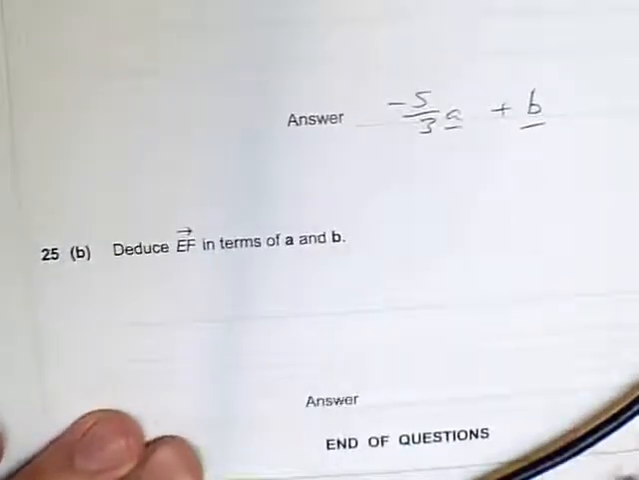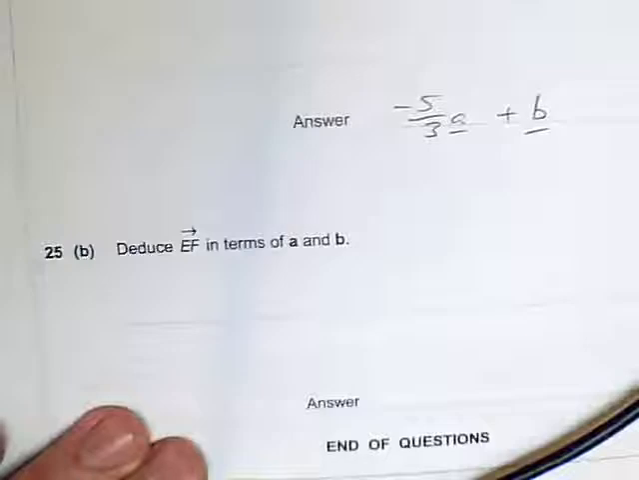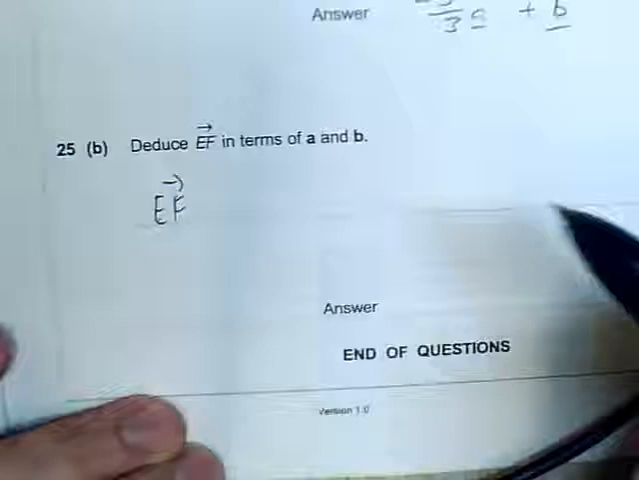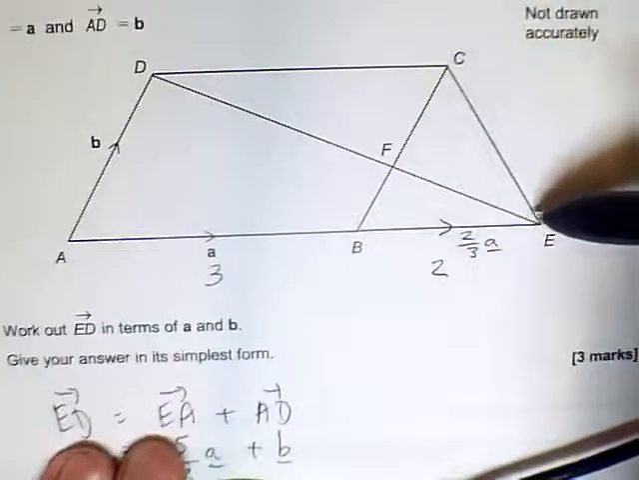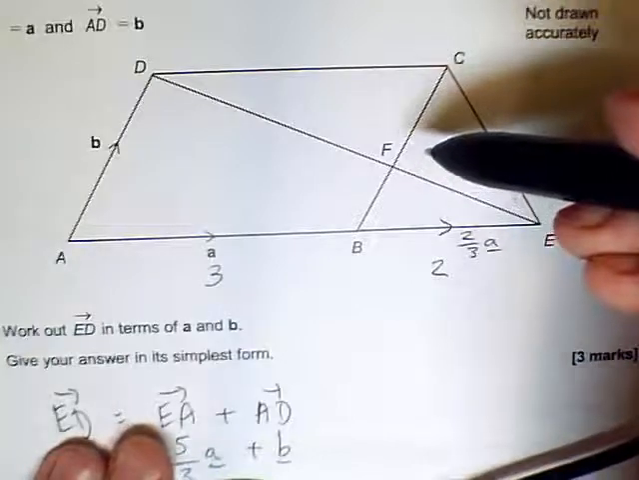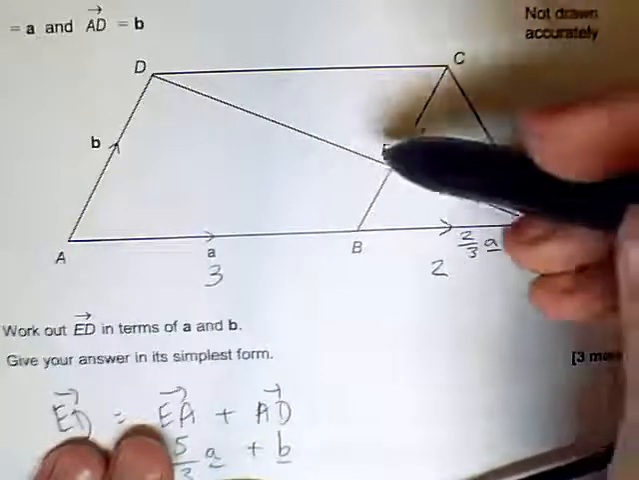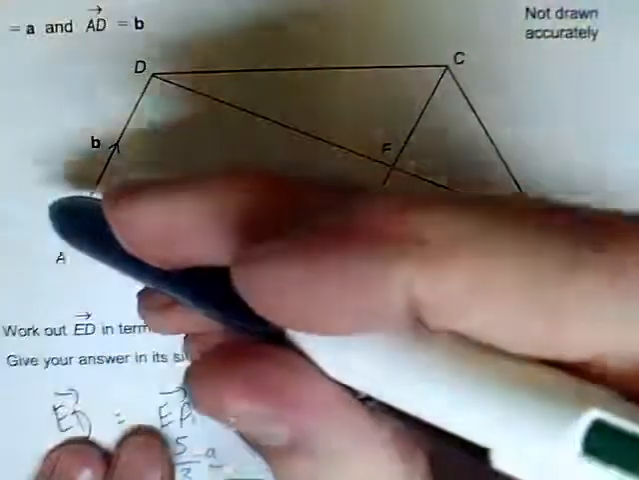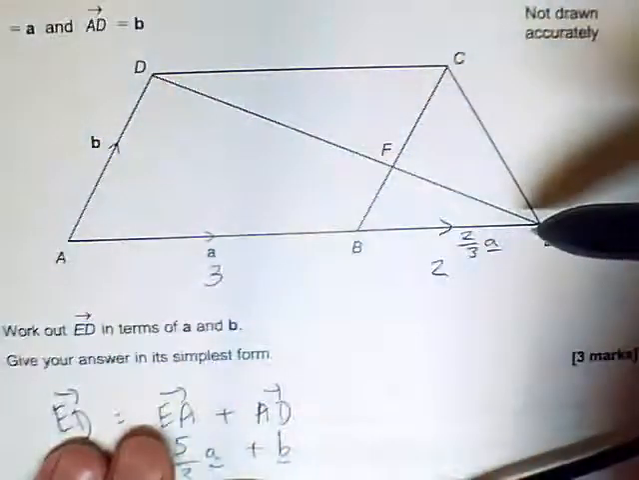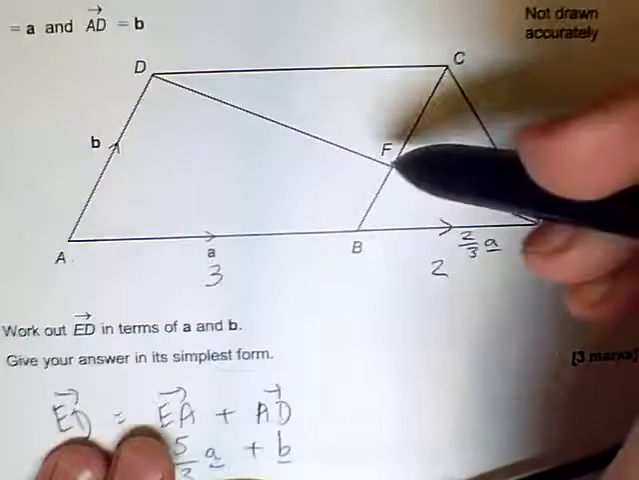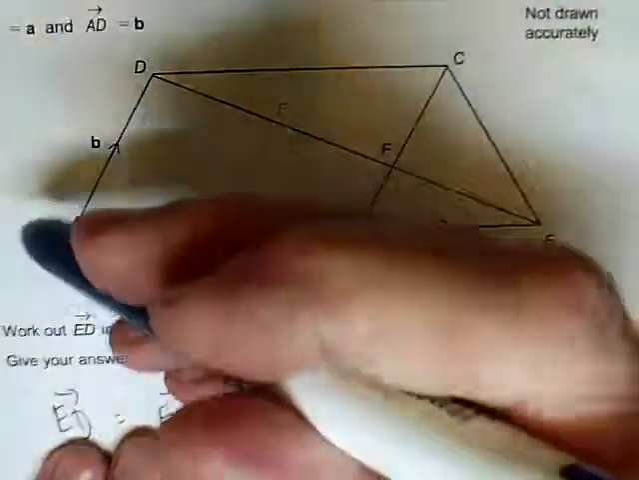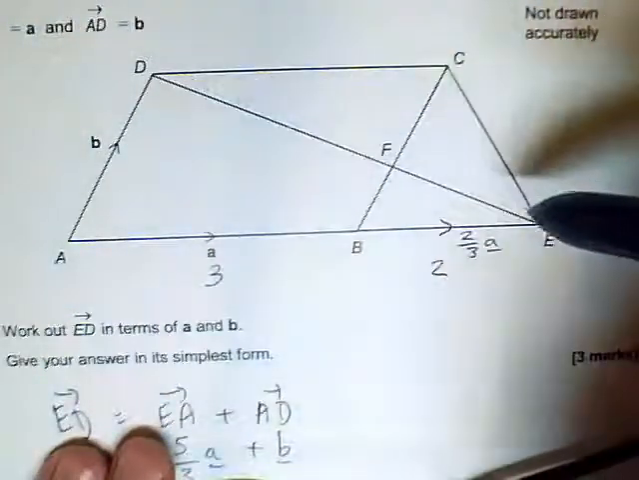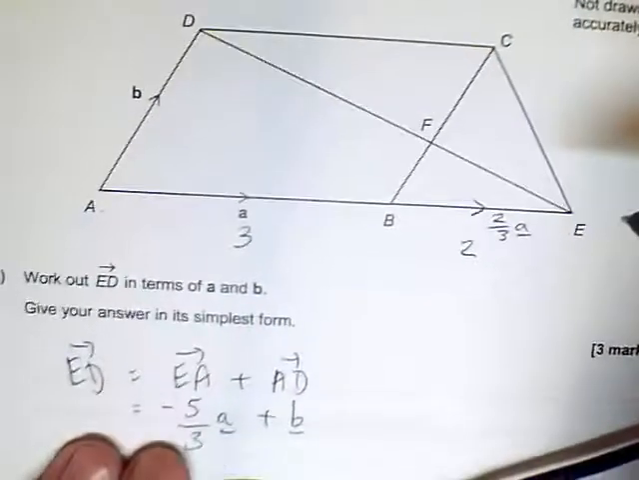In the second bit, it says deduce the vector E to F in terms of A and B. So let's have a look. E to F is that vector. So it's asking us to work this out. Now, I don't know this, but I do know that. So what I can say is that E to F is a proportion of the vector E to D, because it's following on the same straight line.